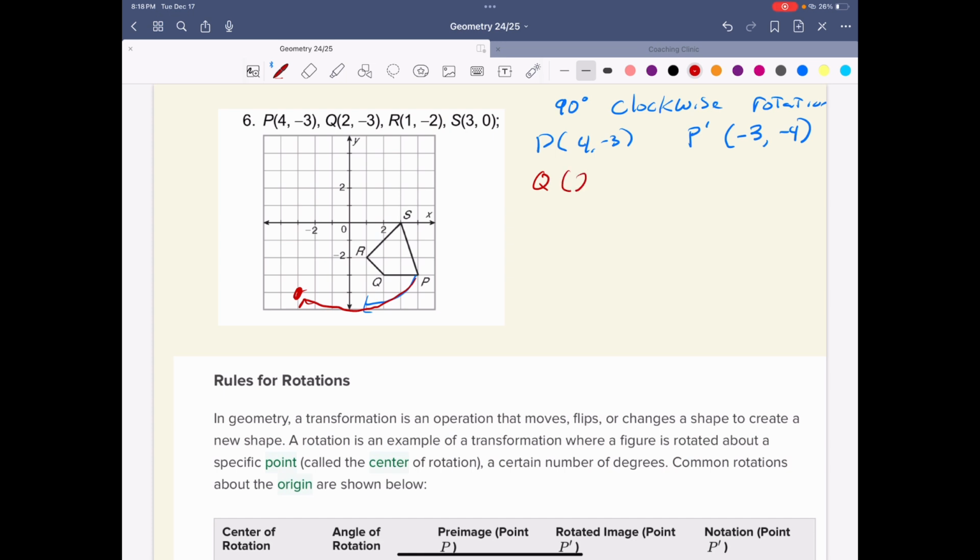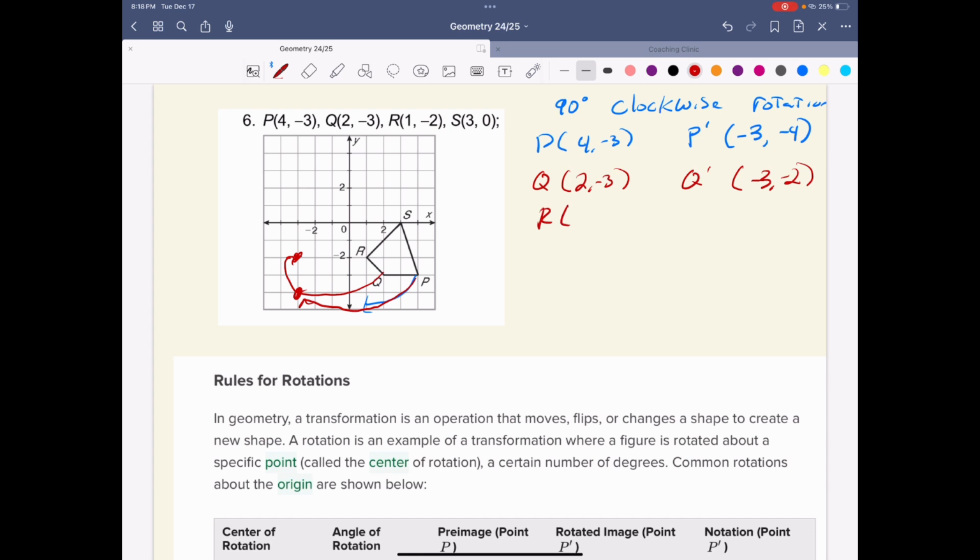The Q was at 2, -3. So my new image is going to be at -3, -2. So my Q image is rotated to right there.